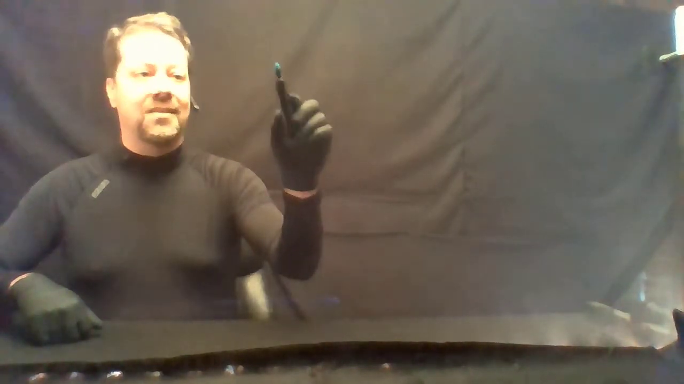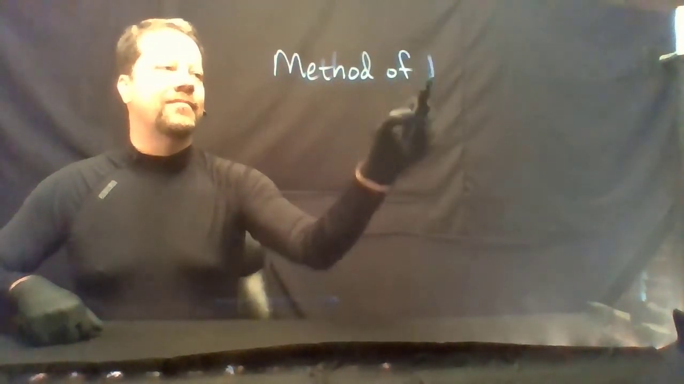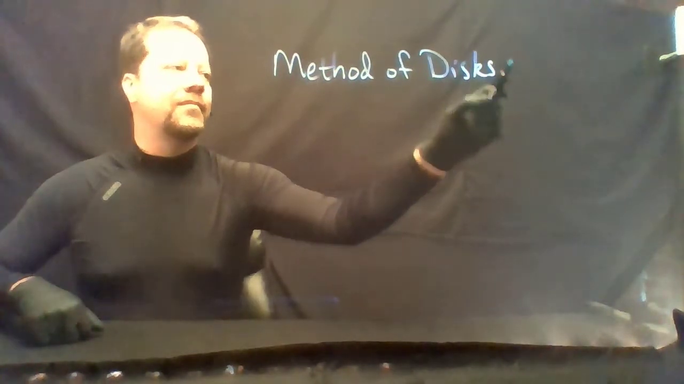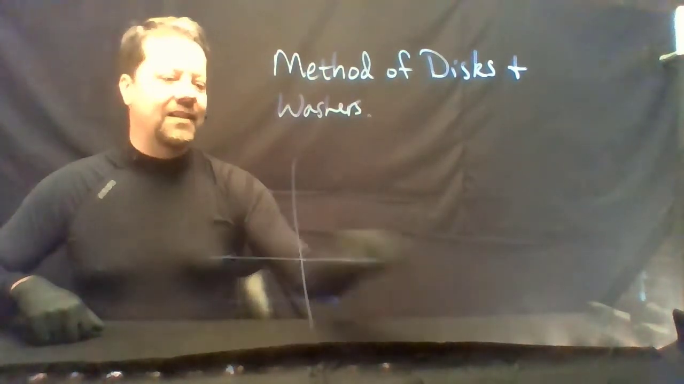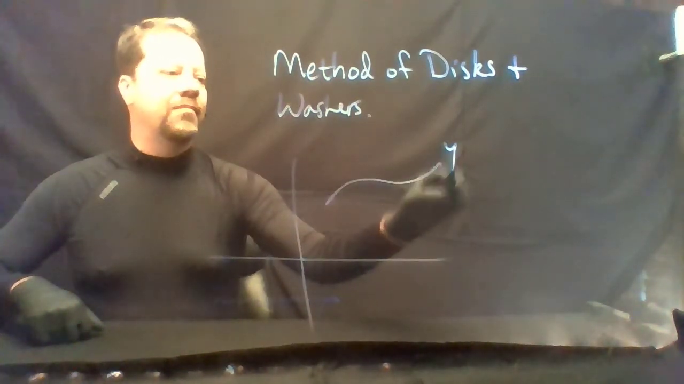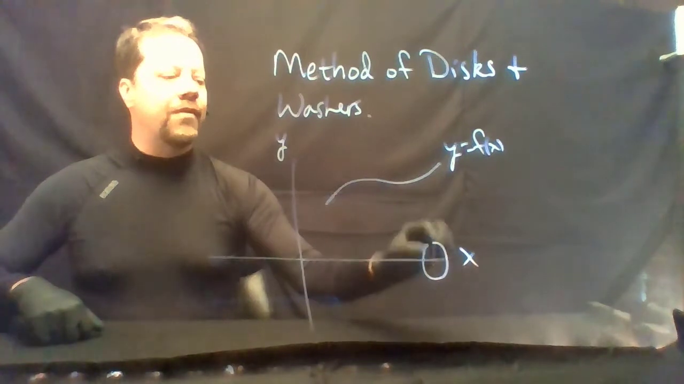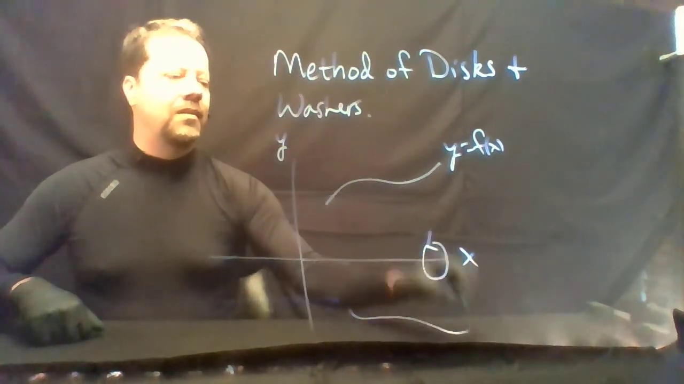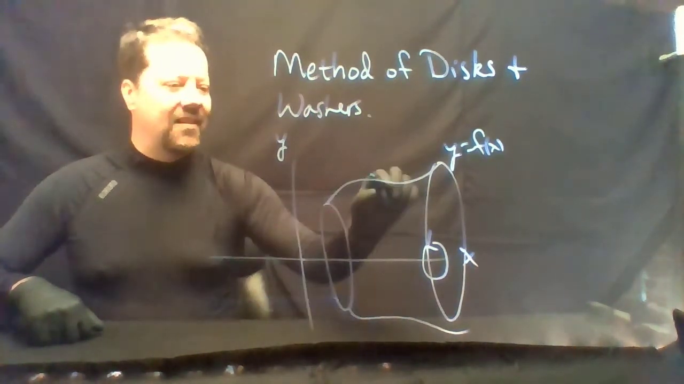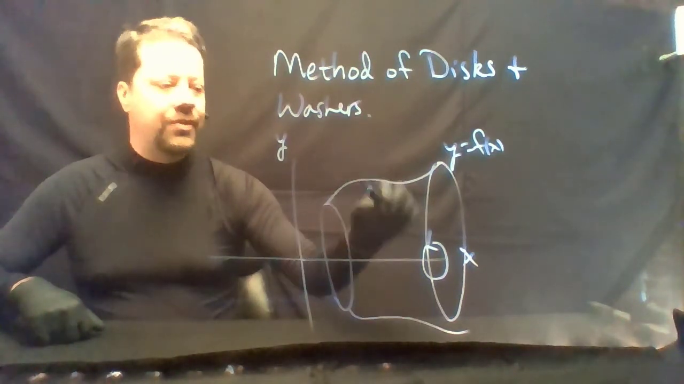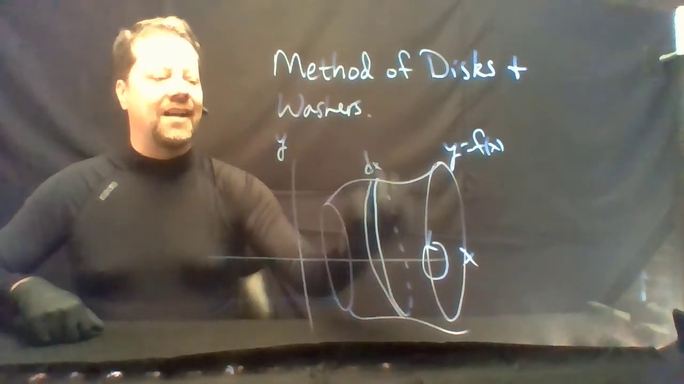I'm going to now discuss the method of disks and washers. It goes like this. Suppose you have some function y equals f of x, and you're going to revolve that around the y-axis, generating some weird shaped object like this. To find the volume of the solid of revolution, what you do is you take thin slices of thickness dx at some x.